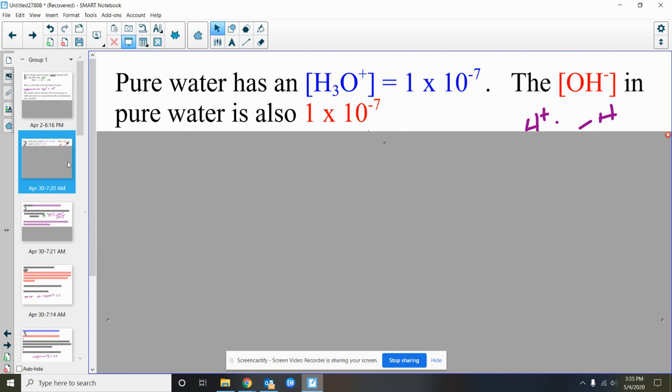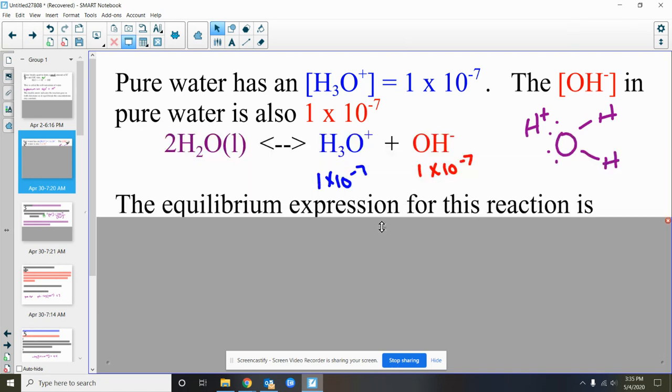Okay, so pure water has a hydronium content of 1 times 10 to the negative 7th, and it has a hydroxide content of 1 times 10 to the negative 7th. So pure water, we already mentioned water breaks up into H3O and OH. So this is their value in pure water, okay?